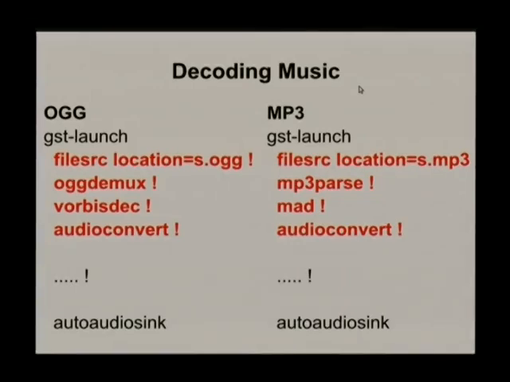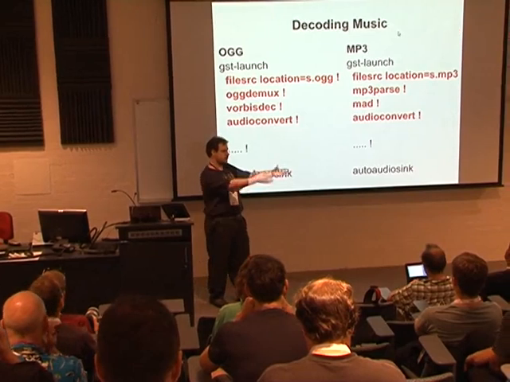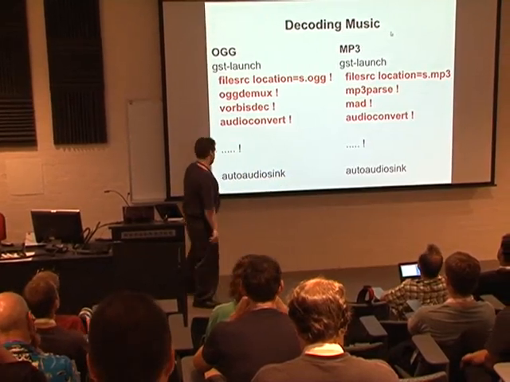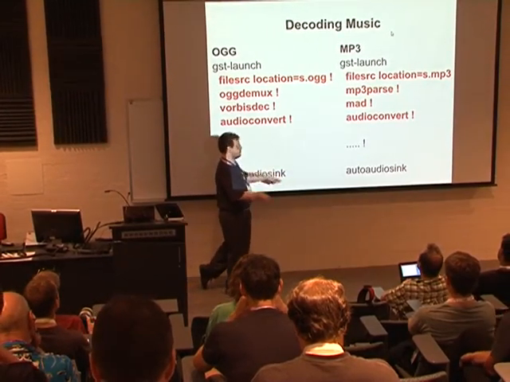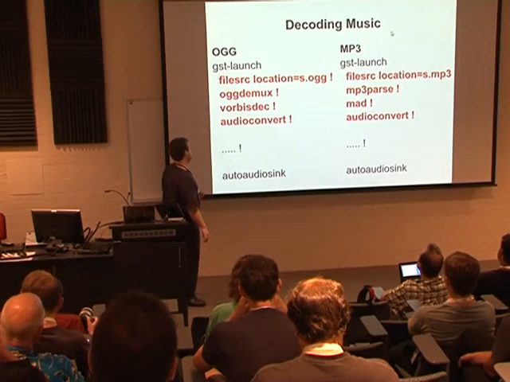decoding music. We've probably all got audio in either OGG or MP3 format, and the way GStreamer works is that first we take a file source. If you think about it, a source is where data comes from, and it ends up in an auto audio sink like the previous tone. So sink is where data exits GStreamer.